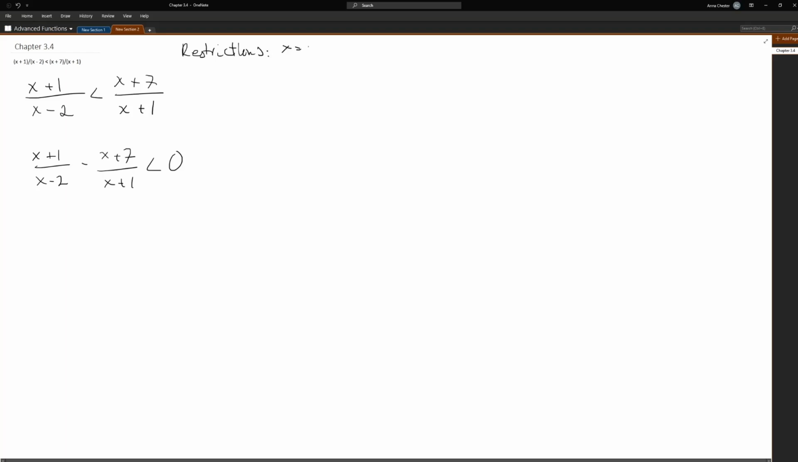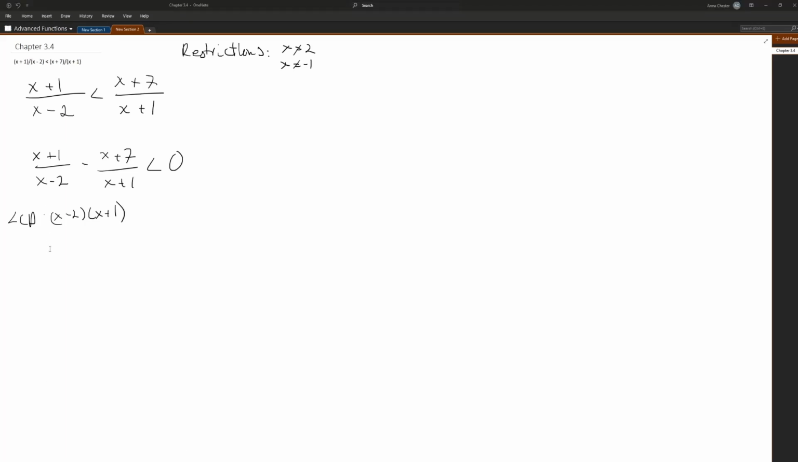x cannot equal 2 and x cannot equal -1. Your teacher might require you to show the steps, but again, we're just making this equal 0 and then solving for what x is. Same on that side. Now, with the restrictions out of the way, our lowest common denominator, so LCD, would be x minus 2 times x plus 1.